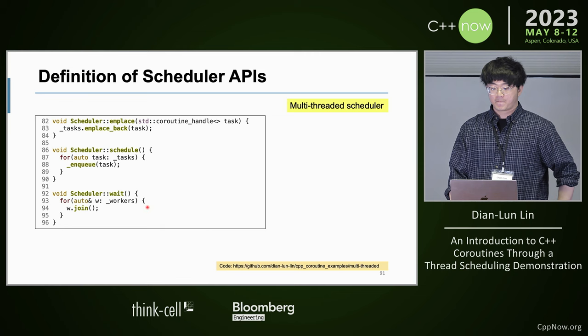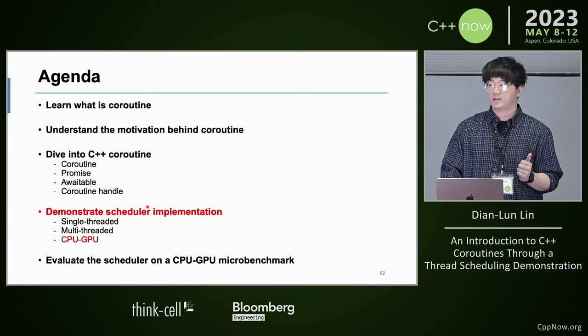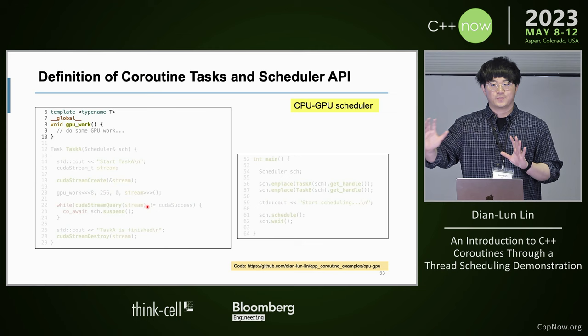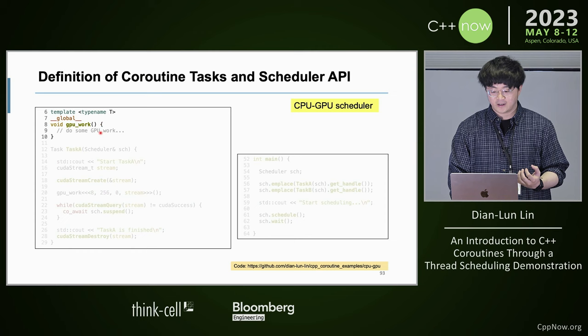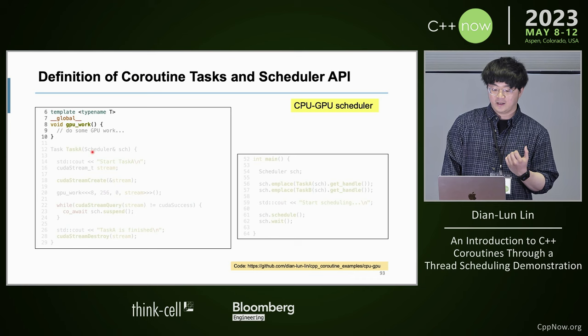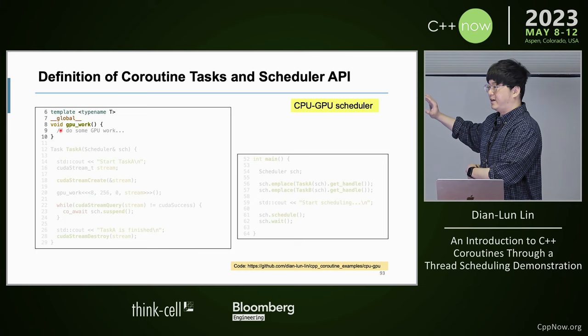Right, I'm going to move on to the CPU-GPU scheduler. So right now I want to have some GPU computing. That means we have GPU kernels for our coroutine tasks. And here we define a GPU work as our GPU kernel. The keyword global is a CUDA keyword, meaning you want to execute this function on the GPU. And inside GPU work, we do some GPU work.